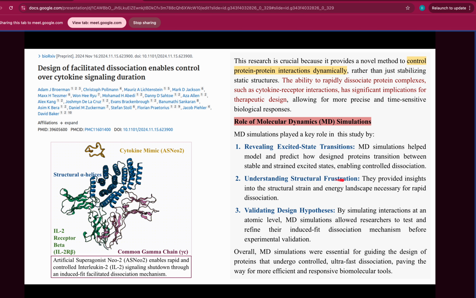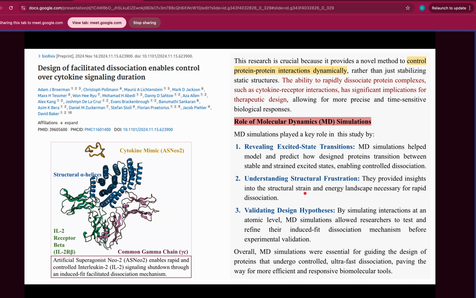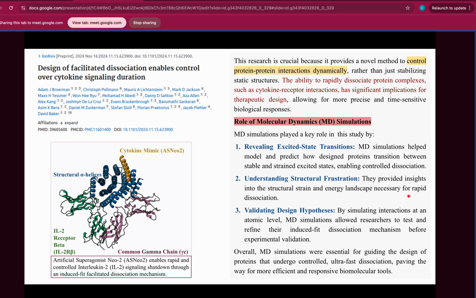Then we can also understand structural frustrations, which means it gives you information about the structural strain and energy landscape. It is possible that as soon as it binds, some helices might come closer, and there can be straining happening on different molecules. Due to different strains, the protein might get destabilized. So we can also study the energy landscape, whether it is in a stable conformation or an unstable one. That study can be done with the help of MD.